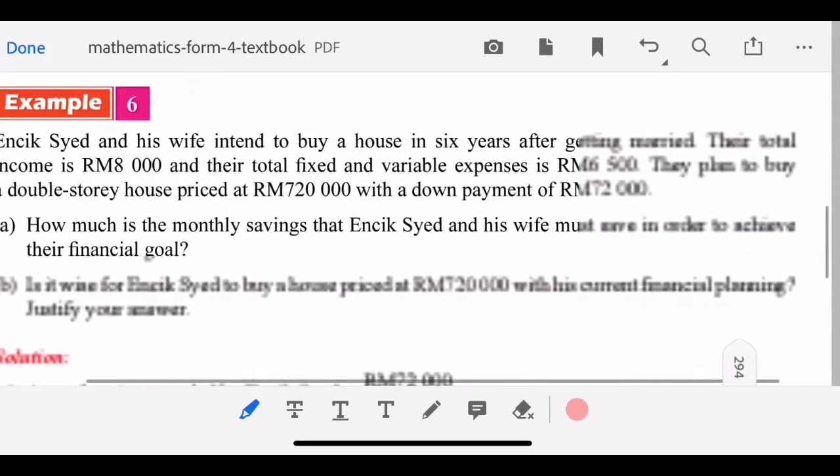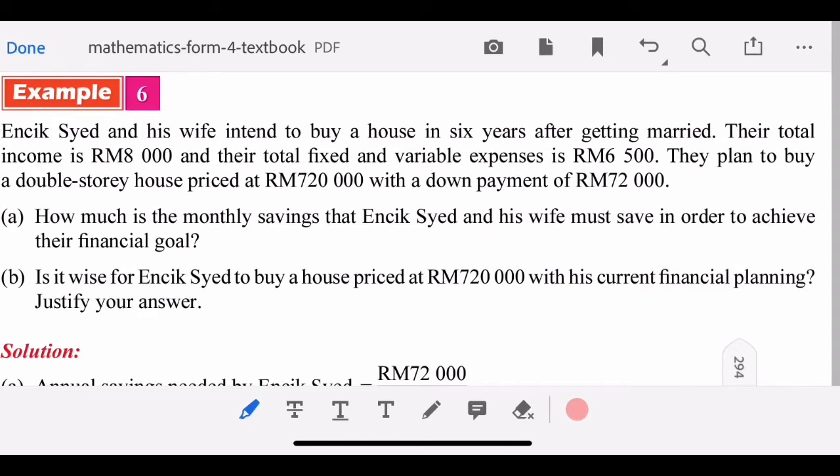Let's study the example. Encik Syed and his wife intend to buy a house in 6 years after getting married. The total income is Ringgit Malaysia 8,000 and their total fixed and variable expenses is Ringgit Malaysia 6,500. They plan to buy a double-story house priced at Ringgit Malaysia 720,000 with a down payment of 72,000. A. How much is the monthly savings that Encik Syed and his wife must save in order to achieve their financial goal? B. Is it wise for Encik Syed to buy a house priced at Ringgit Malaysia 720,000 with his current financial planning?